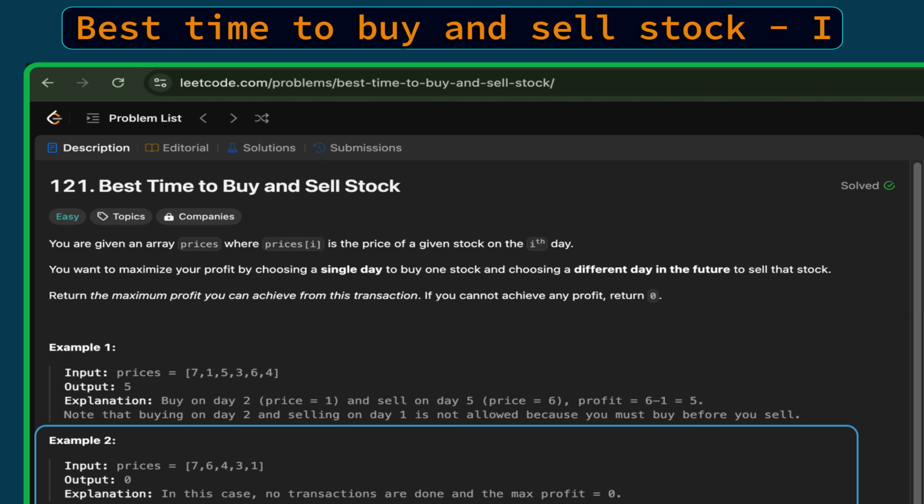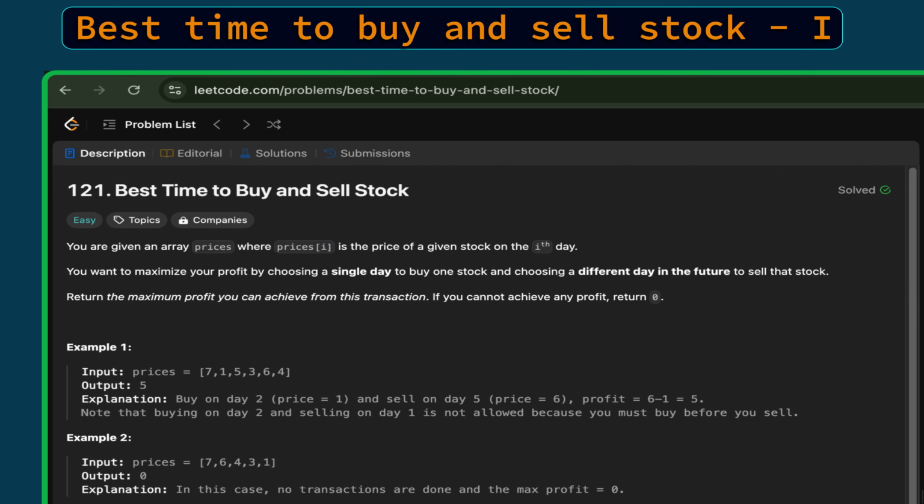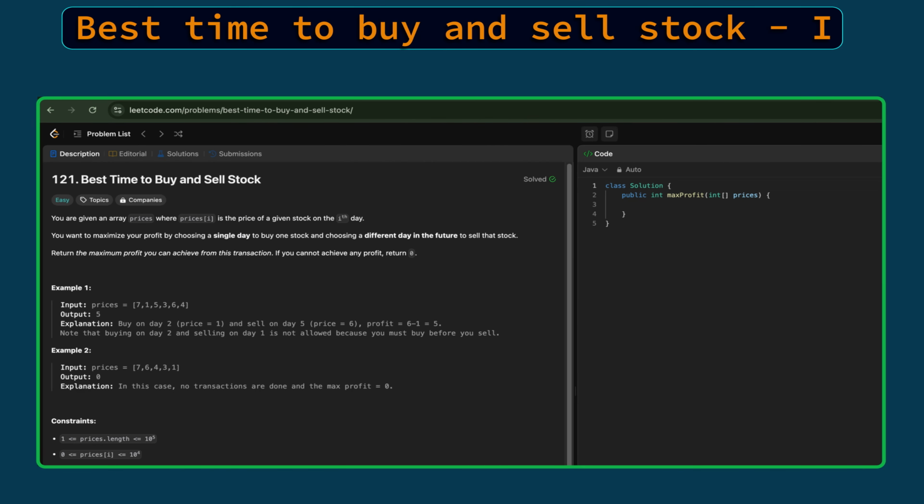Similarly, in the second example, the input given is 7, 6, 4, 3, 1. In this case, no transactions are done and the maximum profit is 0. Here in the second example, there were no transactions because you cannot sell the stock at a loss. Still, if you didn't understand the problem statement, don't worry. We will explore it again and go through the different solutions now.